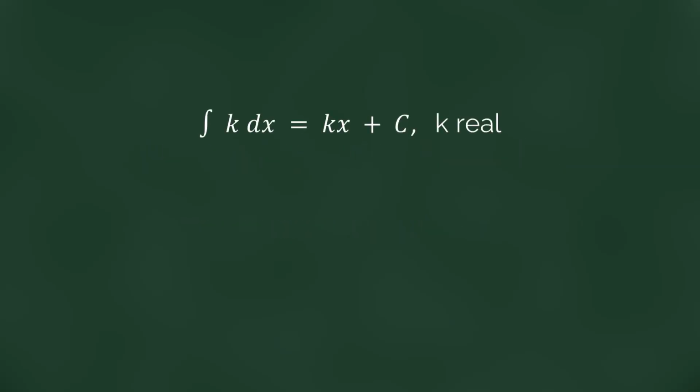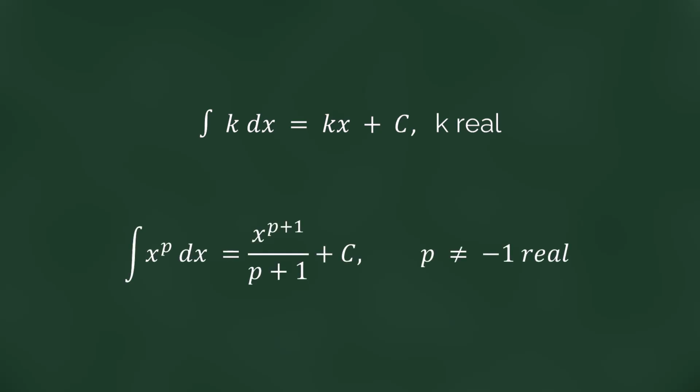Our first two don't need any work to figure them out. The antiderivative of a constant k dx is just k times x plus our integration constant, and then the antiderivative of x raised to the p power, where p is any real number except for -1. We know we're going to add 1 to our exponent and then divide by the new exponent, and of course we need our constant of integration there as well.